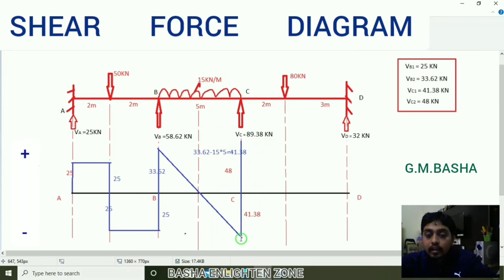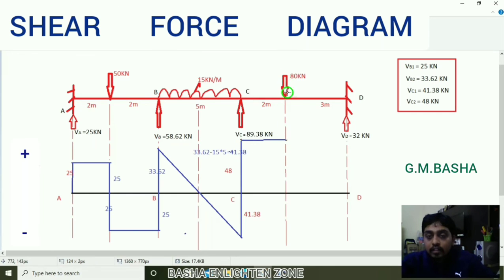What is the meaning here? I am at the VC position after drawing the inclined line, and from here onwards I am drawing upwards 89.38. From here to here is 89.38 kilonewtons. If you see the upward and downward lines individually, that will be 41.38 and 48. So you get a checkpoint VC1 equal to 41.38 and VC2 equal to 48 kilonewtons. After that point there will be no inclined variation. Therefore from here to here no load is acting, that is the reason I am taking a straight line up to this point.